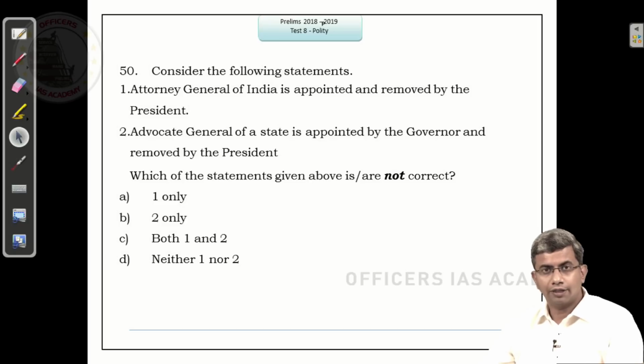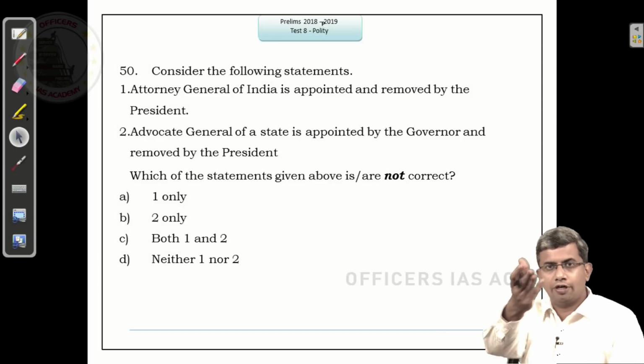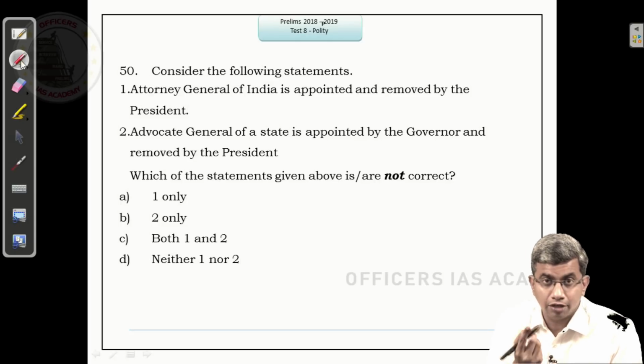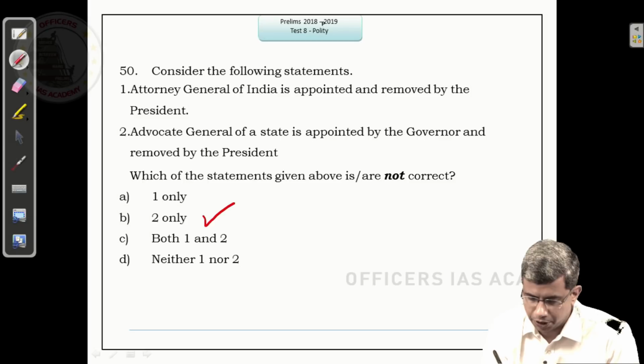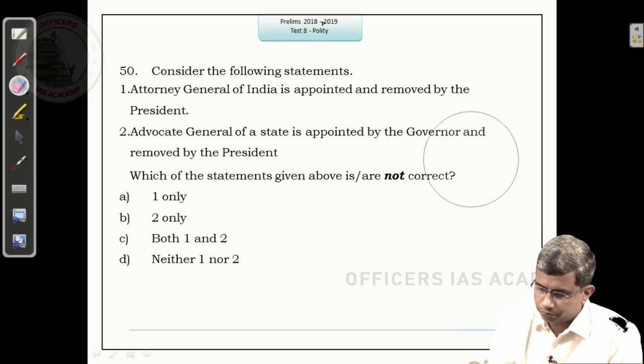First statement is correct, second statement is not correct, because he is appointed and removed by the Governor. Just like the Attorney General is appointed and removed by the President, the Advocate General is appointed and removed by the Governor of the state. So, the correct answer for this, which is asking for incorrect statements, is B, 2 only, right.